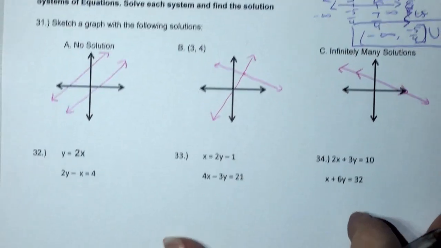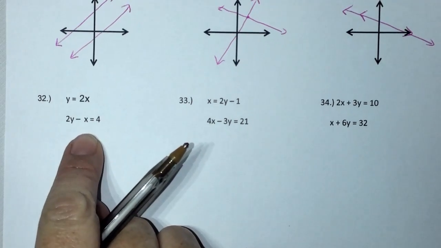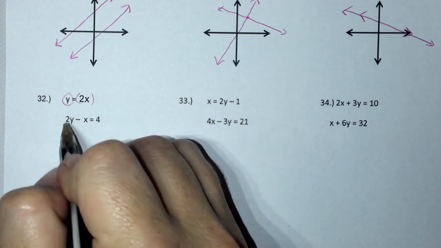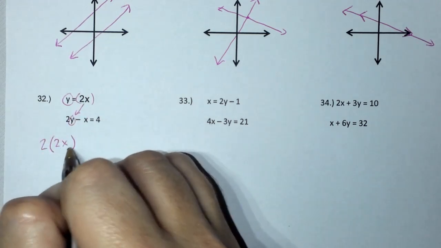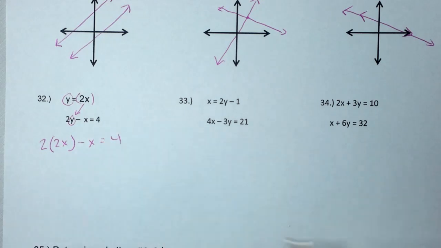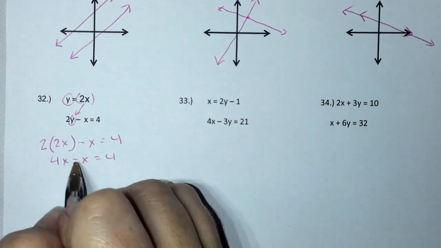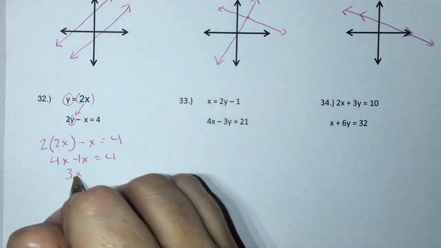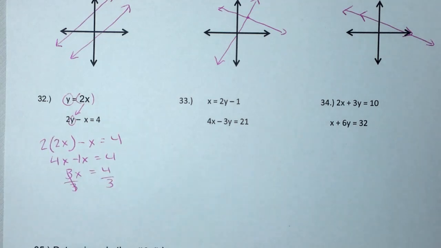Okay, 32. This one's set up for substitution because my y is alone, and then this is in standard form, so I can replace y with 2x. So 2 times 2x minus x equals 4. That gives me 4x minus x equals 4. Well, this is the same as 4x minus 1x. So we get 3x equals 4, divided by 3, divided by 3, and I get 4/3.